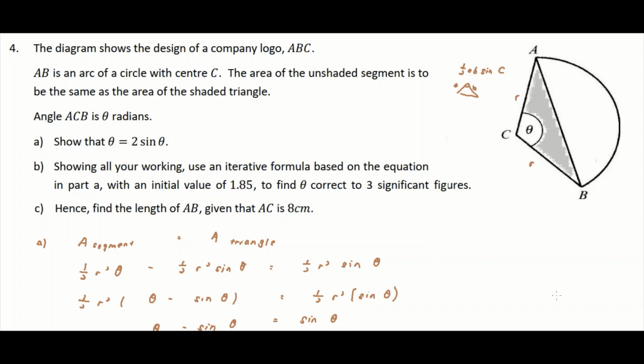Find the length of AB given AC is 8. So AC is 8, which means that the radius given here is 8. And the question wants you to find out AB. Okay, so since for B, we already solved what is the theta just now, right? So theta is 1.90. Okay, so depends on you. You can use cosine rule also can, since BC is also 8, right? Or if you don't want, then the easiest idea is to just use a right angle triangle and use a normal SOHCAHTOA to solve this.